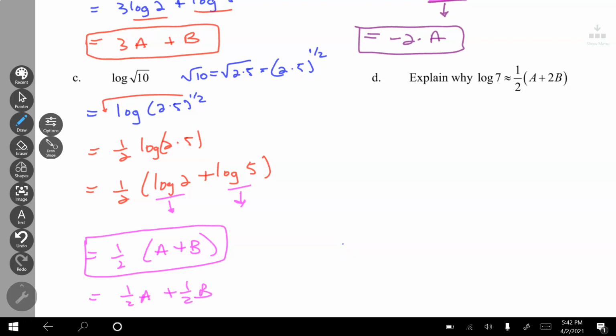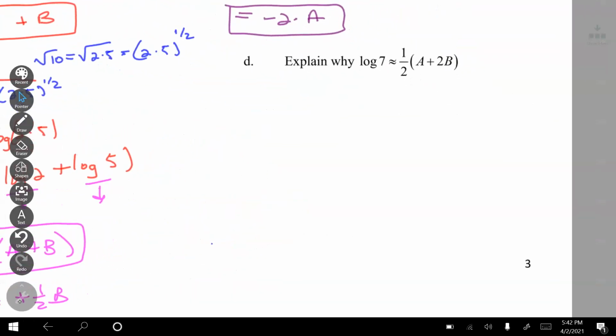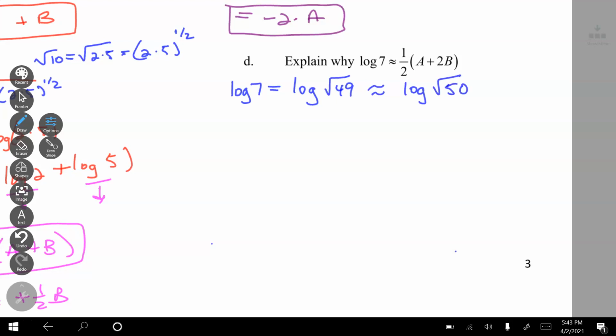Now this last one is going to be the trickiest one of all, because you're making a conjecture. You're saying, how does this work? Because it's not exact, see how it says approximately equal to? It's not going to be exact. So how can I show that it's about the same? Well, this is playing with number theory a little bit. I know that the log of 7 is equal to the log of the square root of 49, which is about the log of the square root of 50. The square root of 49 and the square root of 50 are going to be about the same.